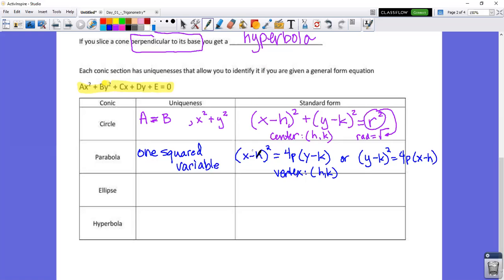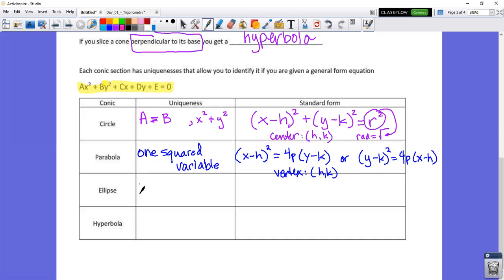So if x is being squared, then these are opening vertically, just like they've always done, y equals x squared. But if y is being squared, it's opening horizontally. Positives go to the right and negatives go to the left. So that's how we can tell if it is a parabola. You have one squared variable. And we'll talk more about how we write it in standard form later.